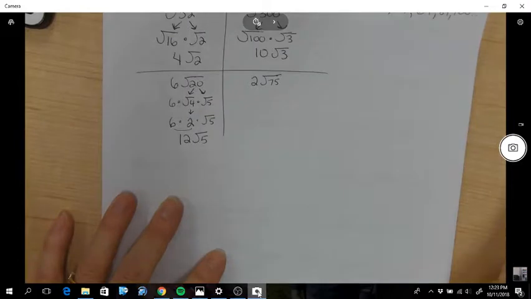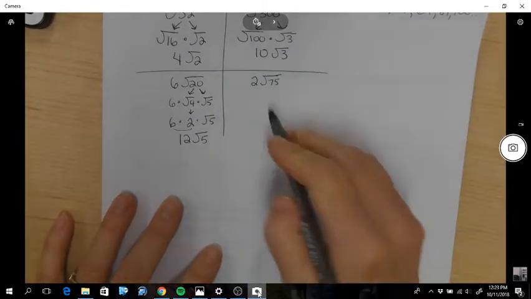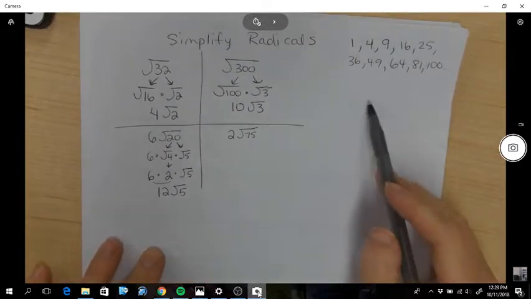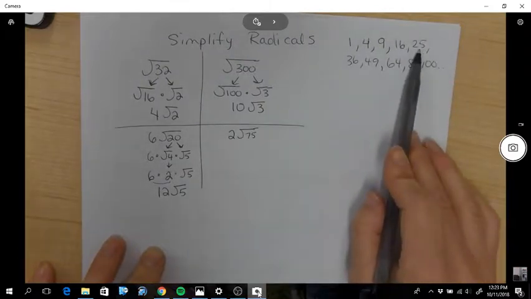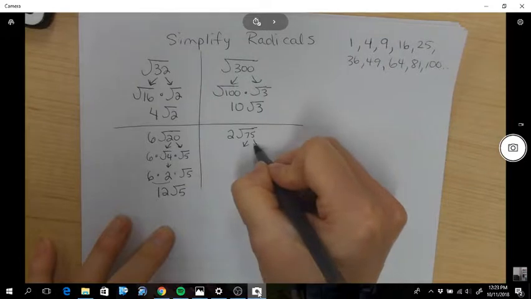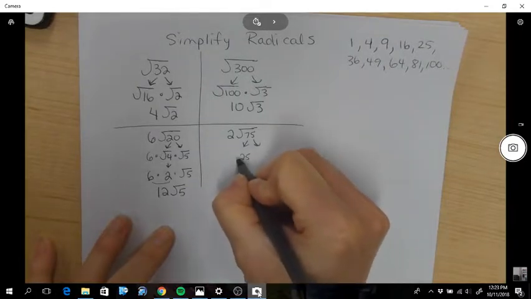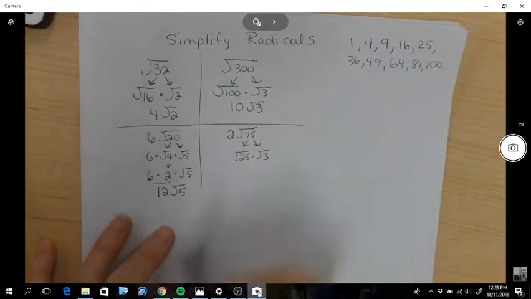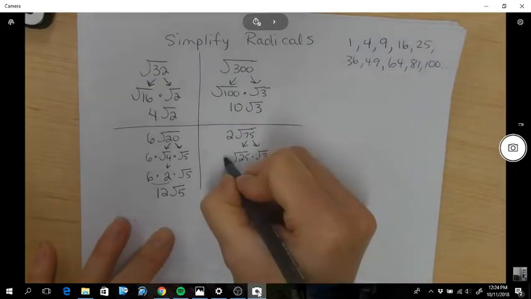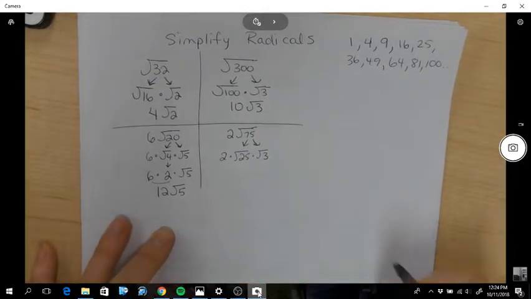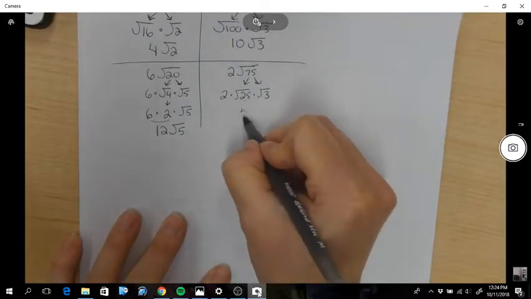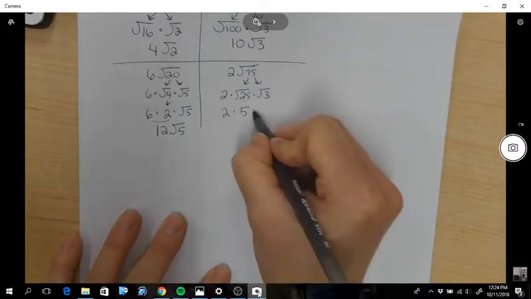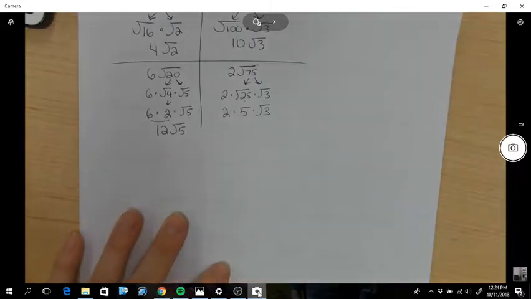2 root 75. Okay, so look at your perfect squares. I'm going to divide by 25. So 75 is equivalent to 25 times 3. Don't forget about the coefficient 2. Change the root 25 into a 5. And now combine the coefficient to be 10.